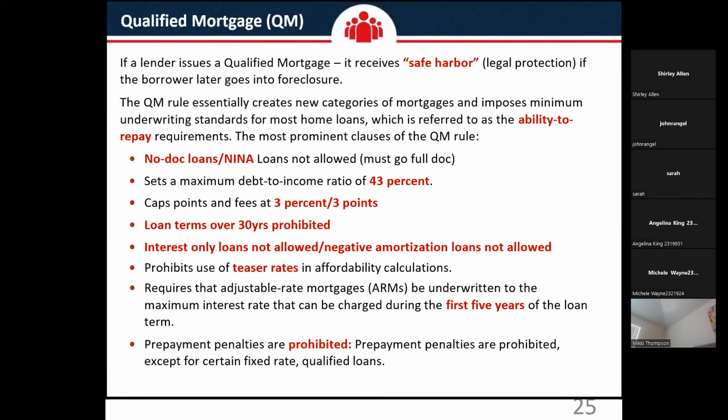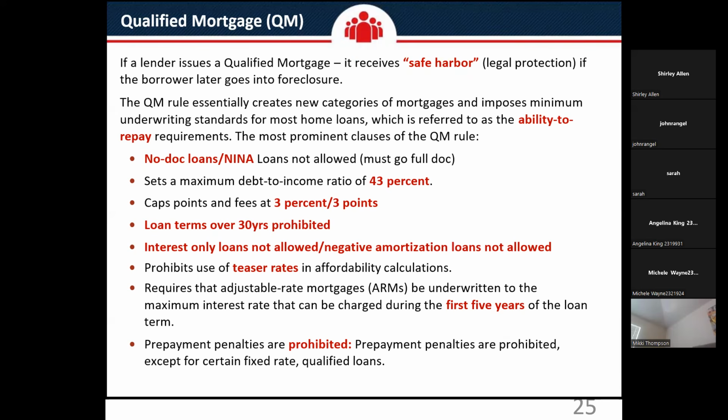That is one of the most prominent clauses in the qualified mortgage rule. And I'm going to go through these for you. In a qualified mortgage, there can be no documentation loans, no NINAs, no CISAs, no CIVAs, no stated income, verified assets, stated income, stated assets, no income, no assets, no DOC. Those loans are not allowed. That's what caused the breakdown in the first place. So everyone applying must go full documentation.